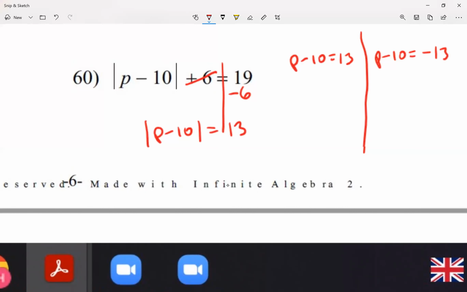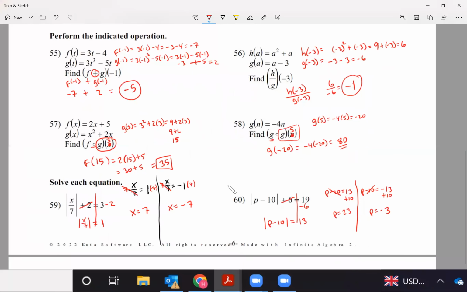All right, in this case, the -10, let me move it over as a +10. So p is equal to 23. In this other case, let me move this as a +10 as well. And I get p equals -3. Notice the values change. Okay. So you guys should be good for the test tomorrow.